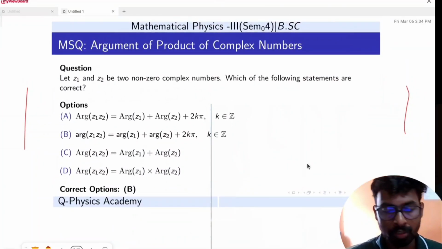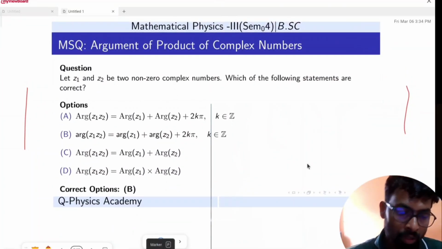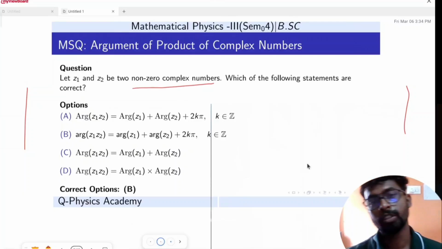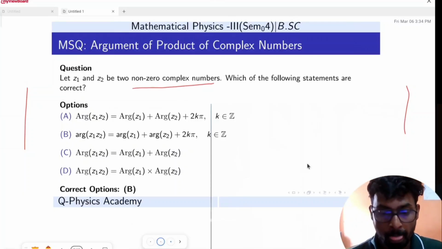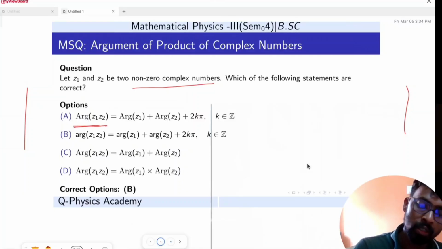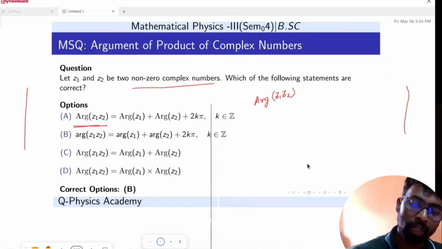this kind of MSQ problem. Argument of product of complex numbers. Let us consider z1 and z2 to be two non-zero complex numbers. So which of the following statements are correct? The principal argument of the product of z1 and z2 is a unique value.